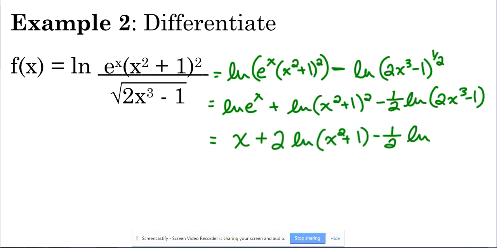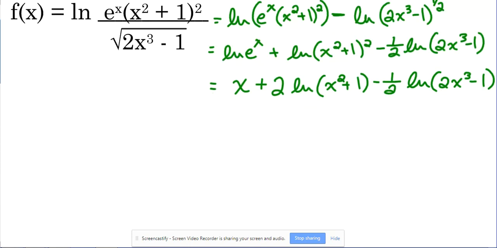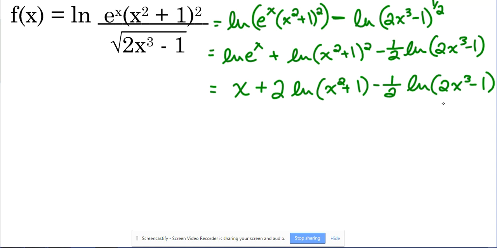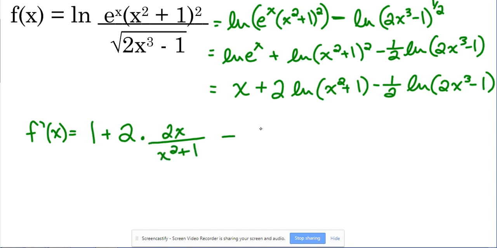So we've got to do a little bit of legwork in the very beginning, but it's really not that bad once we get that simplified, because then taking the derivatives of these, it's a breeze. Okay, f prime of x: the derivative of x is 1, plus that 2 is a constant multiple, times the derivative of a natural log, which is the derivative of the inside. So 2x over what's inside, x squared plus 1, minus 1/2, that's a constant multiple, times the derivative of the natural log, which is the derivative of what's on the inside, 6x squared, over what's on the inside.